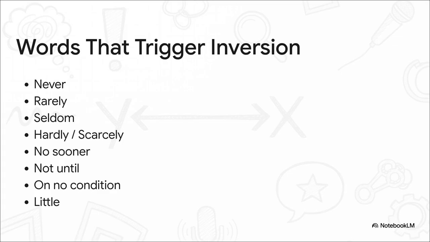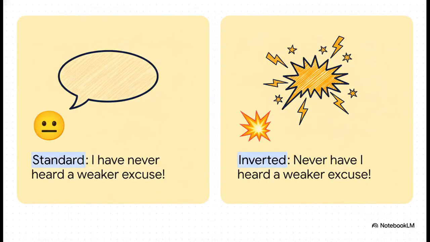And here they are, the big ones. These are your trigger words. Think of them as a green light. The second you put one of these at the very front of a clause, words like never, rarely, hardly, boom! You know it's time for the subject and verb to do a little dance. Let's look at a super clear example. You could say, I have never heard a weaker excuse. And that's fine. It's a perfectly good sentence. But if you really want to add that rhetorical punch, you move never to the front and invert. Never have I heard a weaker excuse. You feel that? That extra weight, that's the power of inversion.